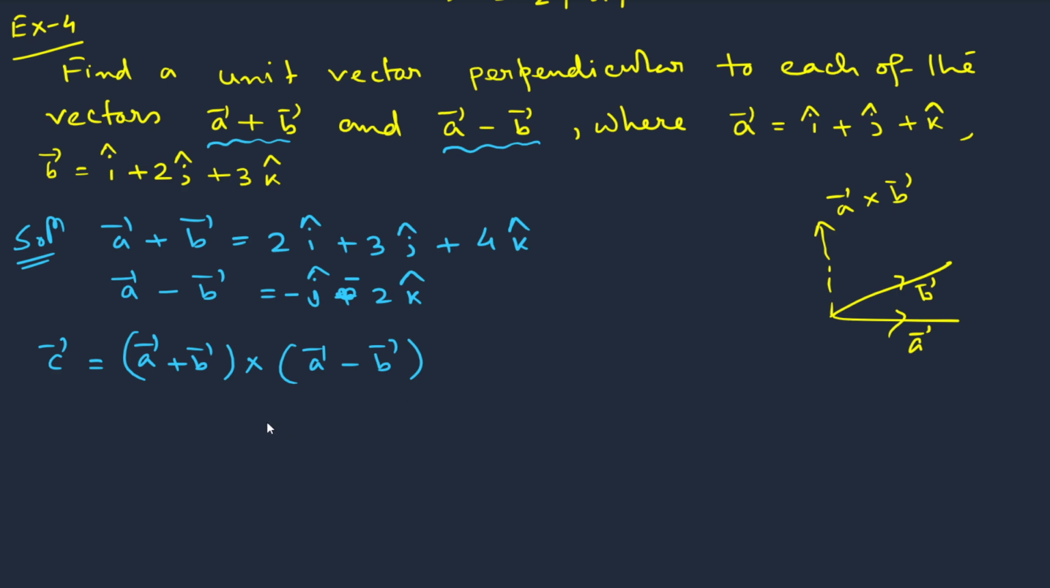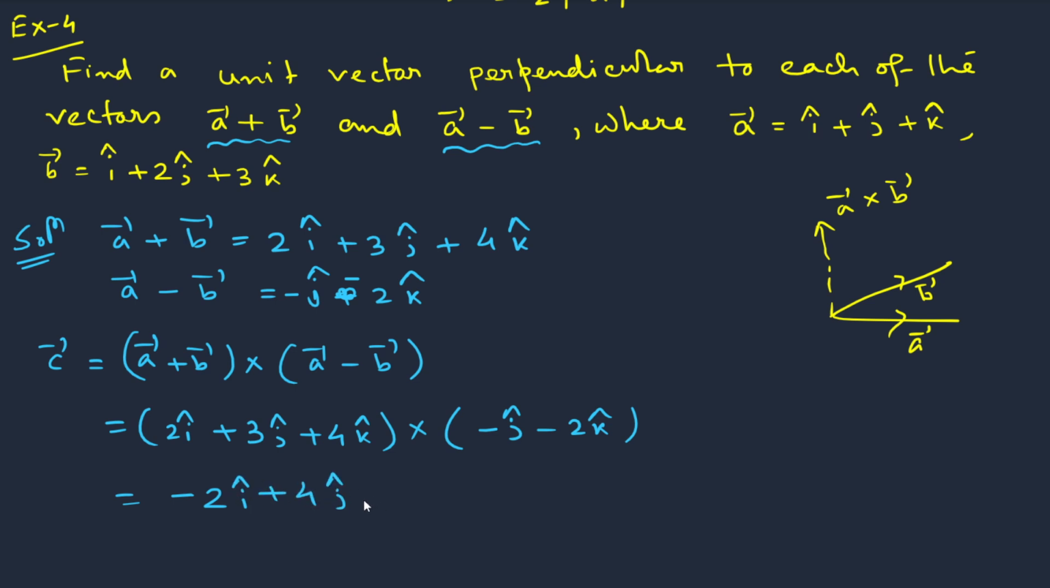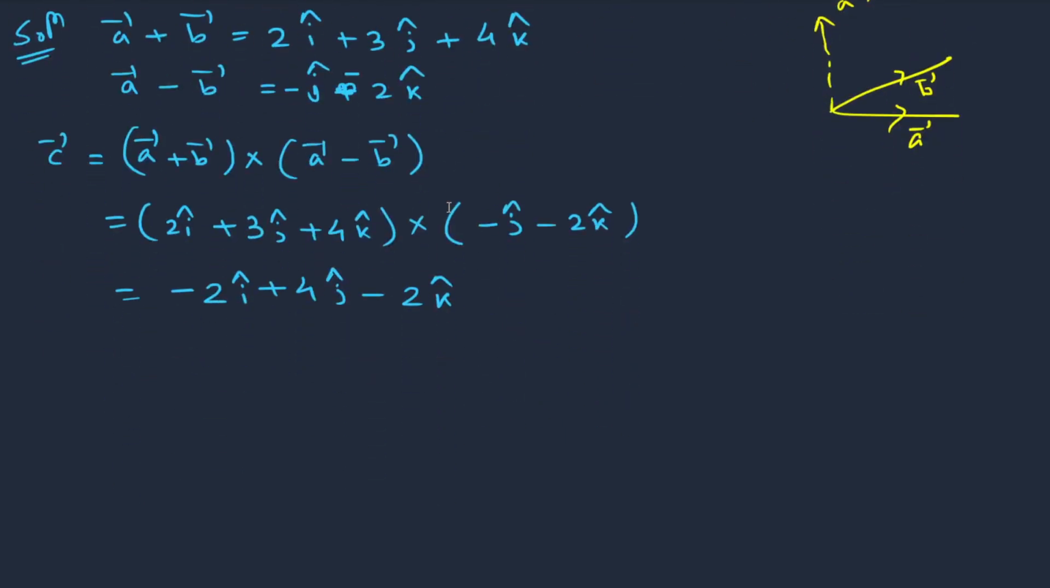So the first one is 2i cap plus 3j cap plus 4k cap cross the second, which is minus j cap minus 2k cap. So again by using the determinant you find the cross product. Finally you will get minus 2i cap plus 4j cap minus 2k cap. As we already know how to find the cross product of two vectors, you do that part. So this is our c bar.